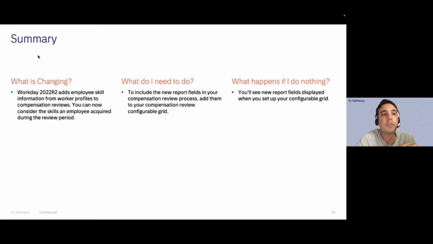So what's changing with Workday 2022R2? You can add skills information from the worker profile to your compensation review. So it gives your reviewer more information on the employee and their job profile to help them with their proposals of new merits or promotion and so on. What you need to do is include this new report field in your compensation grid. And if you do nothing, you won't see any impact because your grid will stay unchanged.